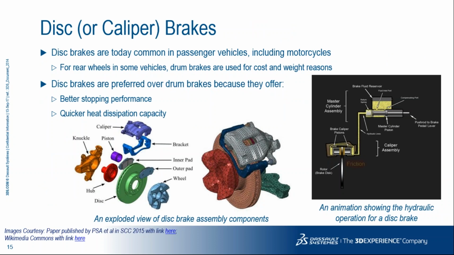Let us discuss the disc caliper brake. Disc brakes are quite common in passenger vehicles, and drum brakes are sometimes used in rear wheels to reduce the cost. They are cheaper and lighter. The reason is that braking affects the front wheels more than the rear wheels, and the drum brakes provide better stopping performance compared to the other one. Further, disc brakes have better heat dissipation capacity, which is one of the most important aspects. The disc can have holes drilled into it to aid in heat dissipation, but this can lead to issues with stiffness and durability. This sets up an optimization problem that will be discussed in later slides.